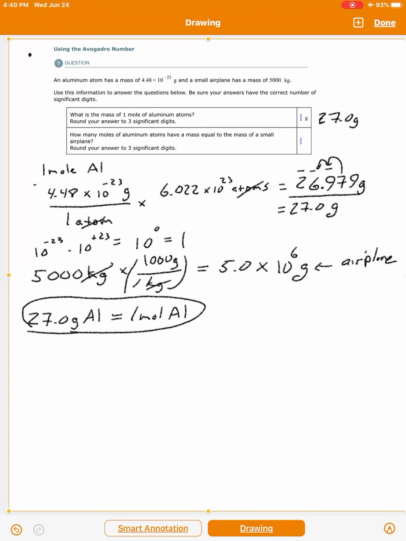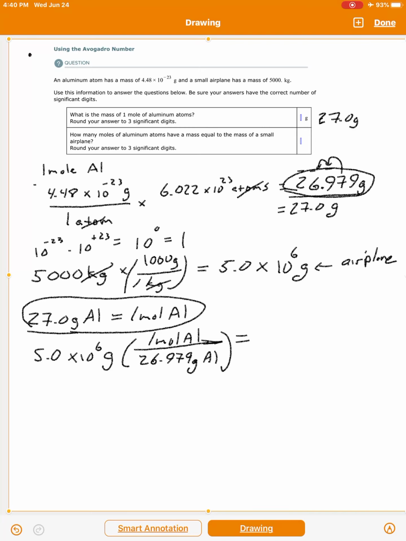And you want to know moles. So 5.0 times 10 to the 6 grams. 1 mole of aluminum is 27.0. But I'm not going to use that value. I'm going to use the unrounded value, 26.979 grams of aluminum. When you're doing calculations that involve multiple steps, don't round until you get to the final step. So we don't want to use the rounded value, 27.0. We want to use the unrounded value, 26.979.